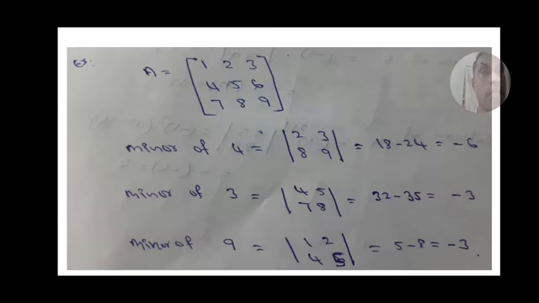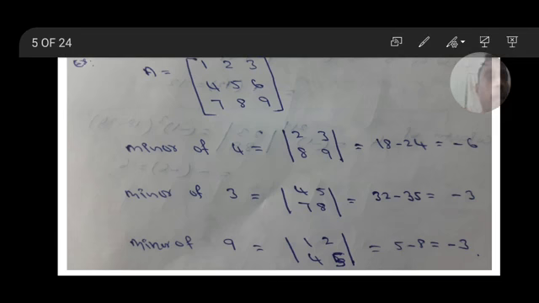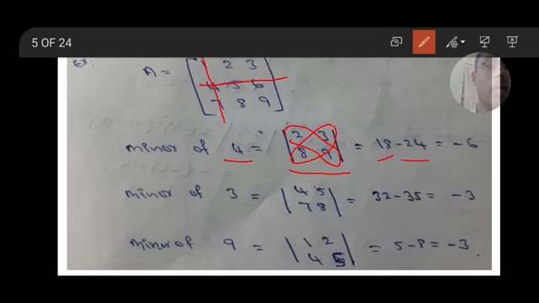Next, for example, capital A equal to 1, 2, 3, 4, 5, 6, 7, 8, 9. Minor of 4. Minor of 4 means we have to delete its row and column. The remaining matrix is 2, 3, 8, 9. Its determinant: 2 into 9, 18, minus 8 into 3, 24. 18 minus 24 means minus 6. It is the minor of 4.